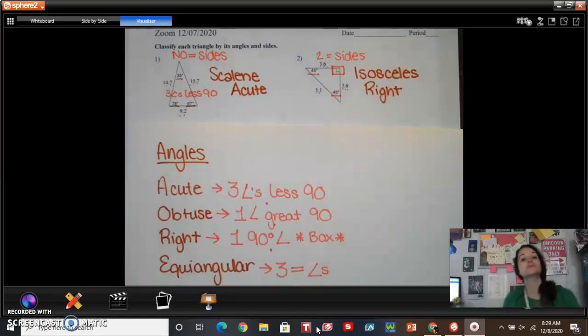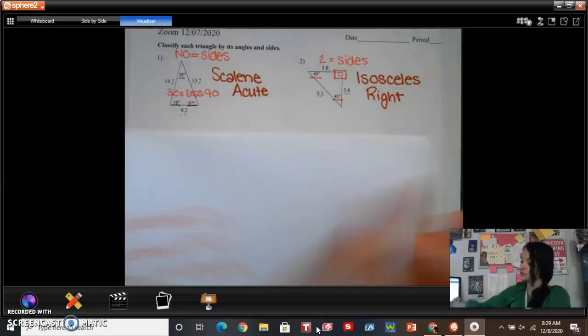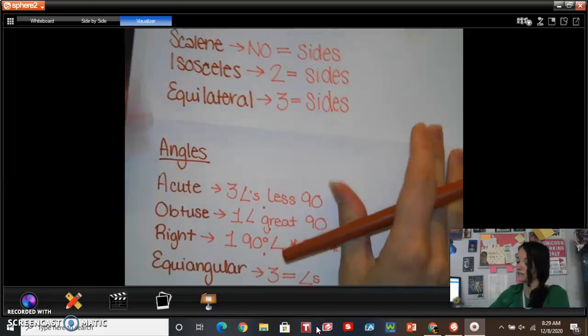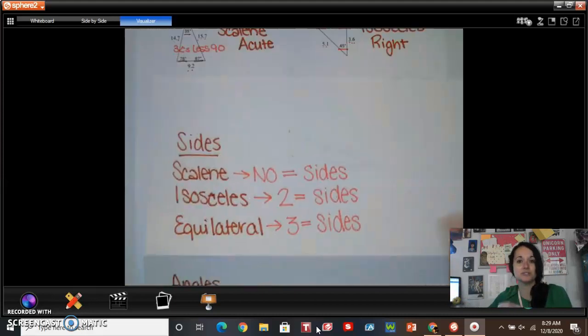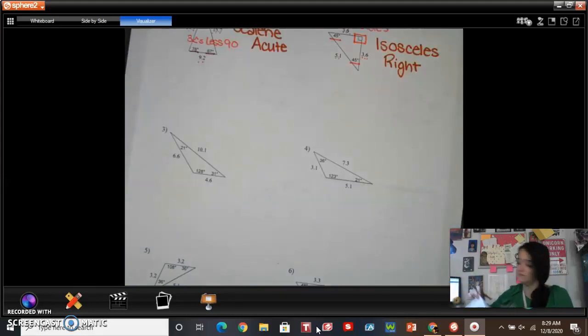Now, on the Google form that you can complete for bonus points, you'll have to click 2 answers because I have all of the different classifications up there for you to complete. So for number 1, which is one of the questions on that worksheet, you would click scalene and acute. You have to pick both to get full credit for that question, okay?